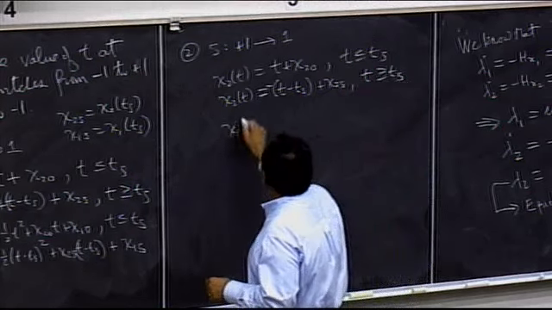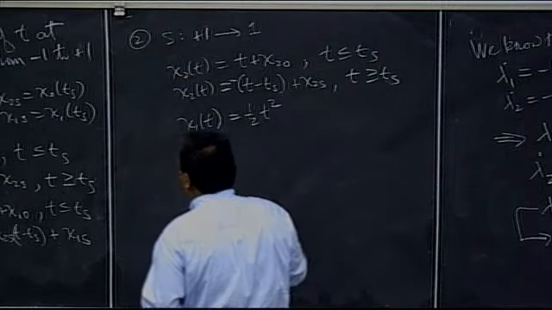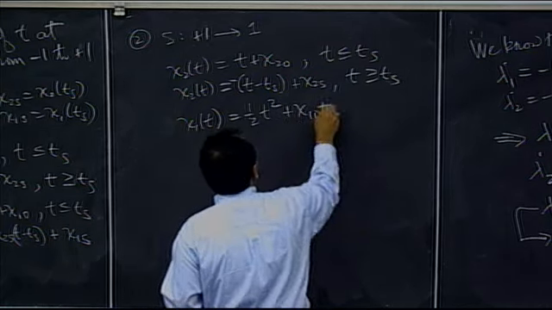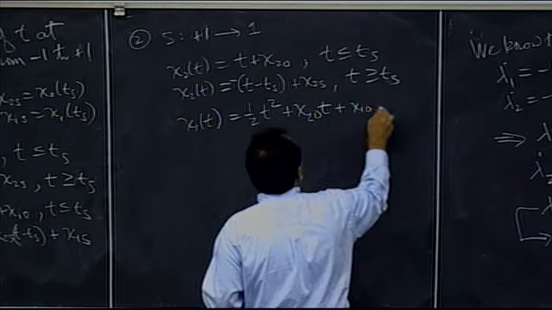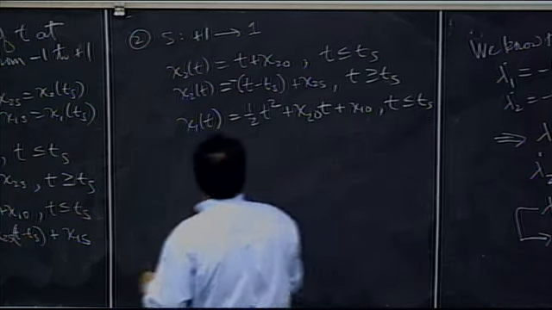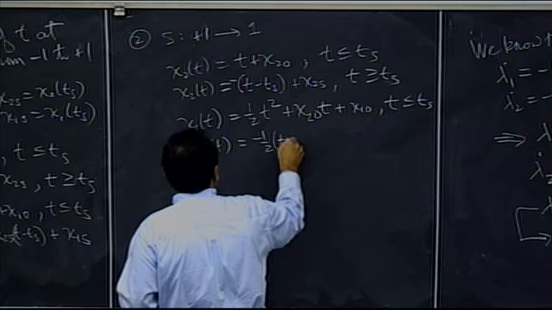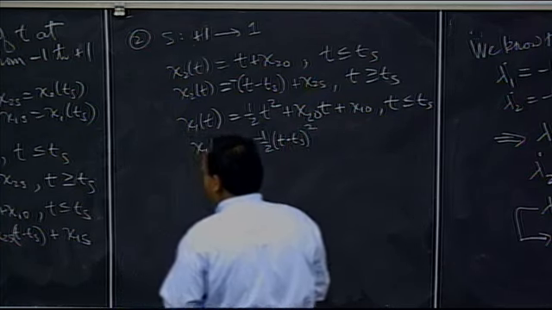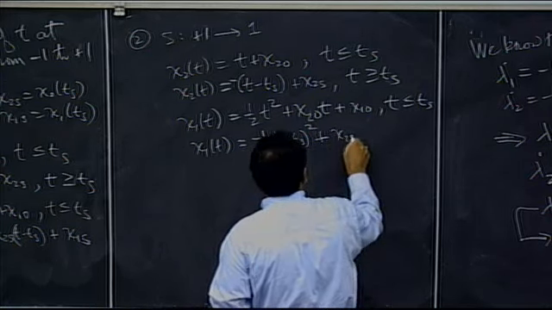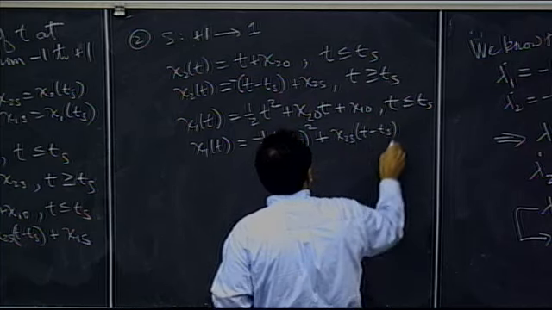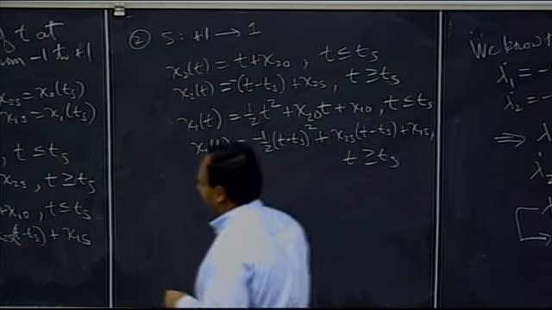And then x1 of t is going to equal 1/2 t squared plus x20 times t plus x10 for t less than or equal to ts, and it's going to equal minus 1/2 t minus ts squared plus x2s times t minus ts plus x1s for t greater than or equal to ts.